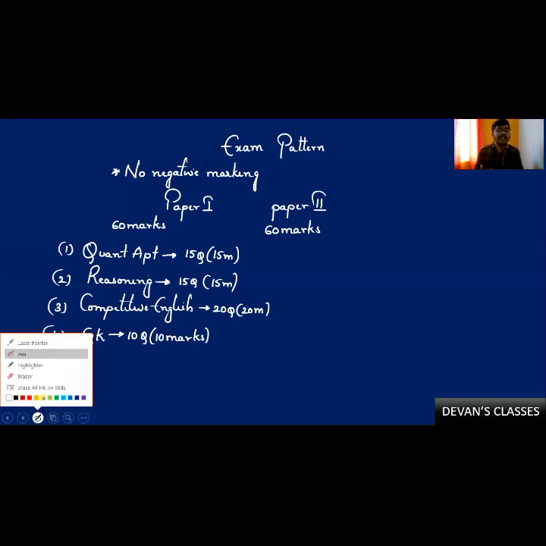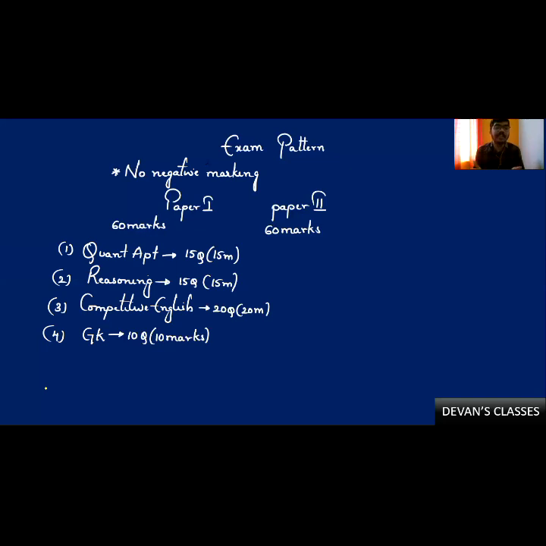Now, what will be the difficulty of this examination? Friends, the difficulty of the examination will be easy to moderate. If you prepare the concepts of quantitative aptitude, reasoning, competitive English and general knowledge perfectly, you will be scoring more than 55 marks if your basics and fundamentals are clear. If you go see previous papers, you will find the examination level of difficulty to be easy to moderate. You will find few difficult questions in paper 1.